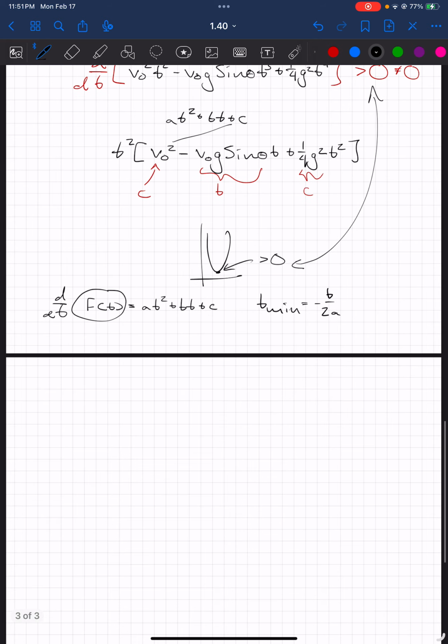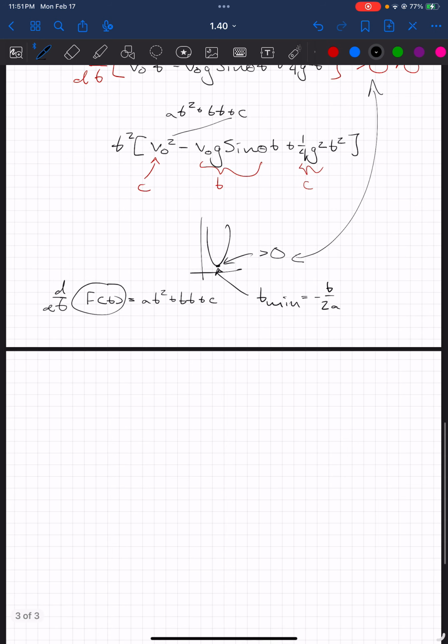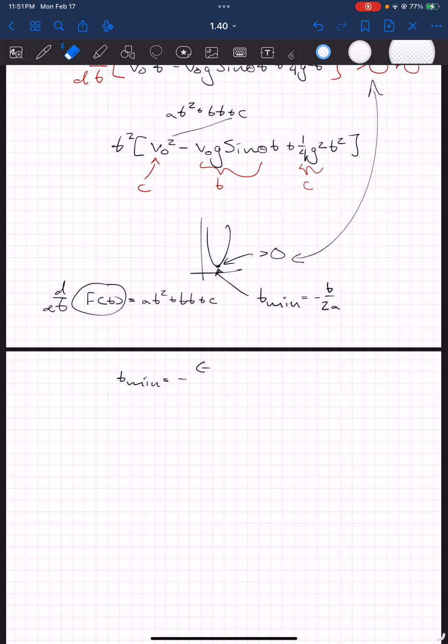So if we take t min, which is our point right here, we can make sure that it's greater than 0. So if we plug our b and a values in, we find that t min is equal to negative times negative, sorry. I'm trying to remember how to do this properly.